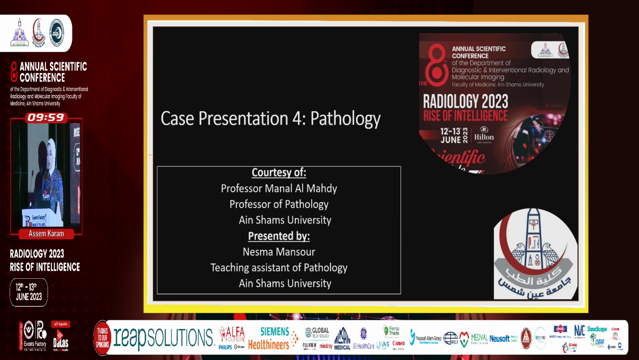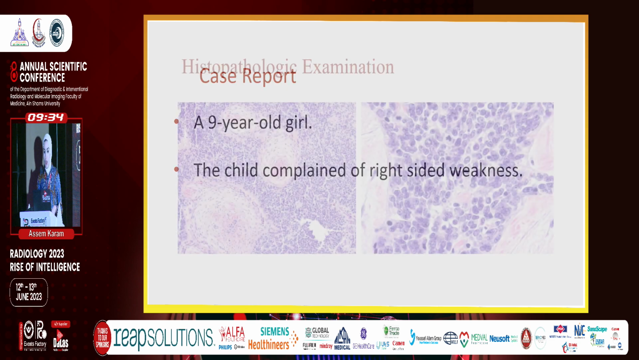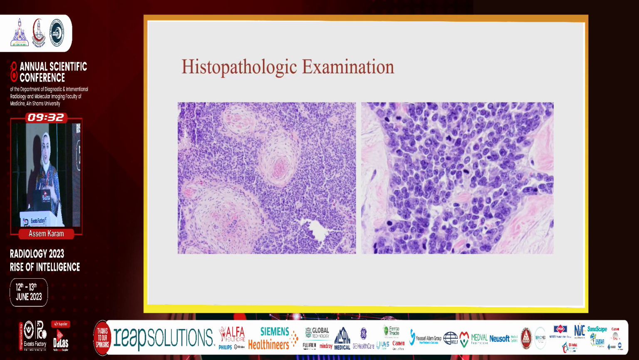I'm going to present case 4, which is courtesy of Professor Dr. Manal Mahdi. As Dr. Asim presented, we have a 9-year-old girl presenting with right-sided weakness. The radiology has given us a wide range of differential diagnoses based on the location of the lesion, the age of the patient, and the presentation, of course. So let's add to this differential diagnosis using our histopathological morphology.